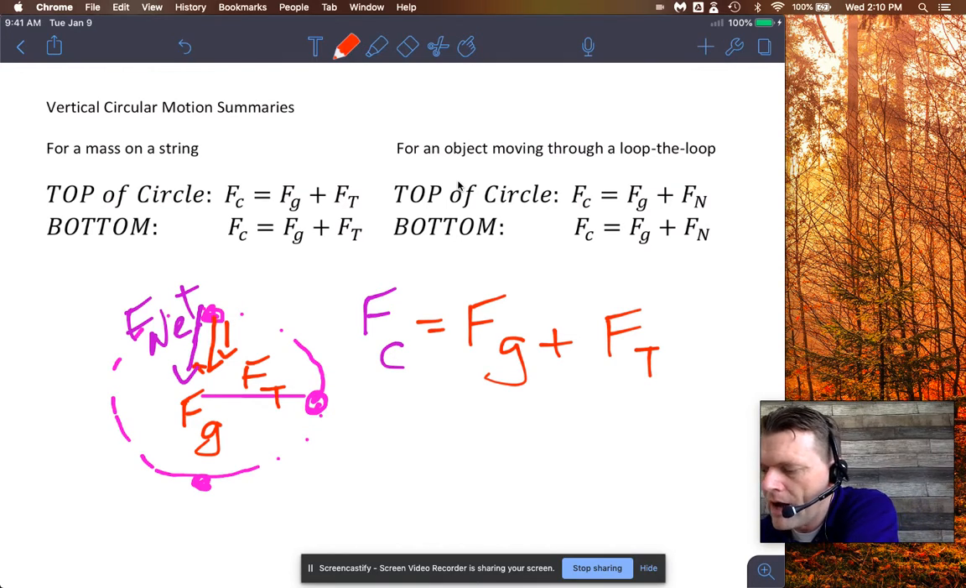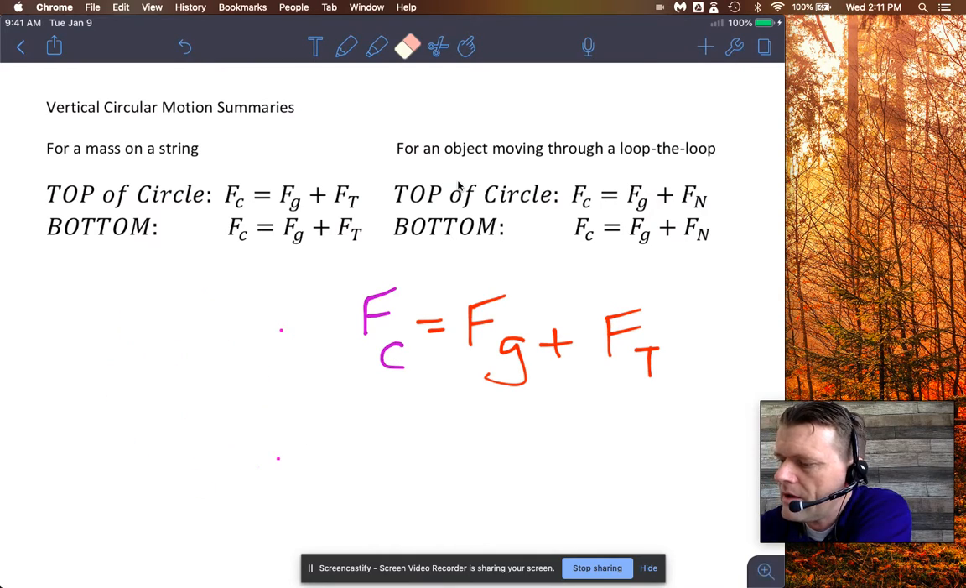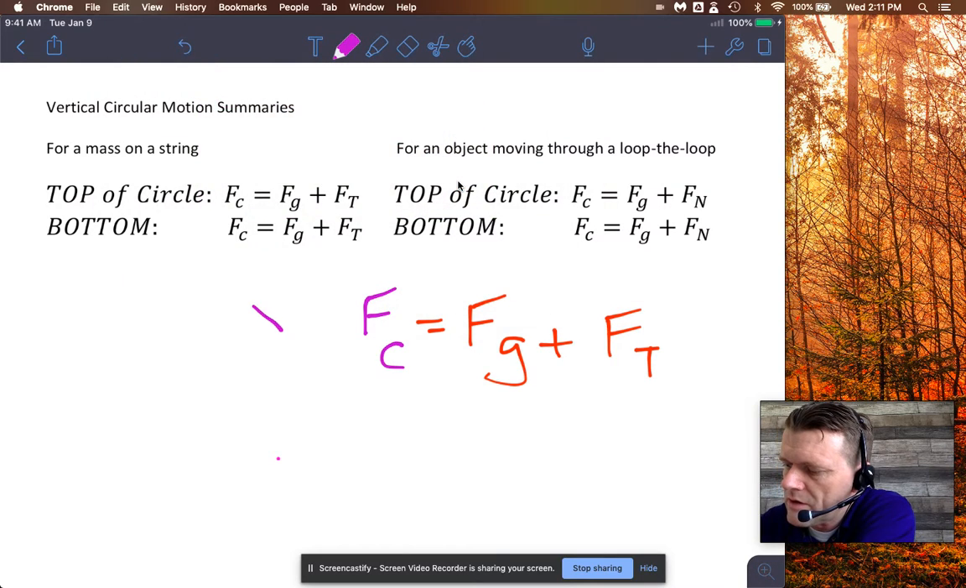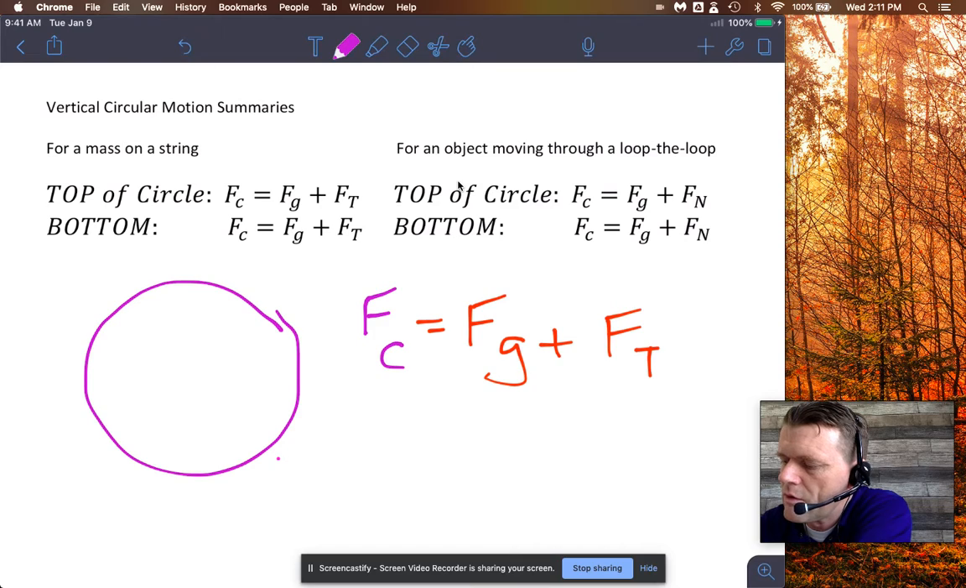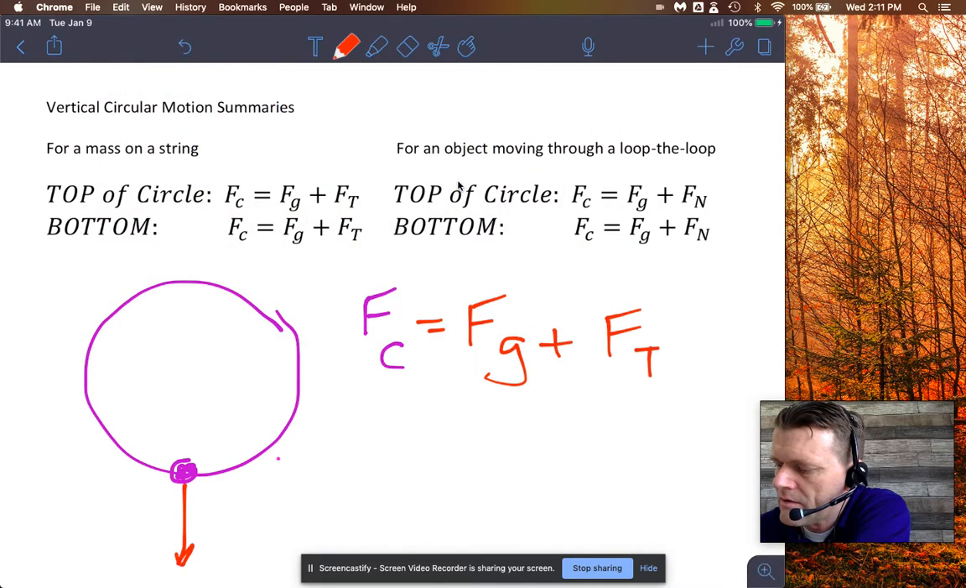Now, when you look at the bottom, though, when it gets to the bottom of the circle, in fact, you know what? Let's just clear this all out, and I'll draw it again for the bottom. So at the bottom of the circle, we have this is your motion. The mass is now at the bottom. And if we analyze the forces here now, gravity is down, Fg, but now the tension is up.